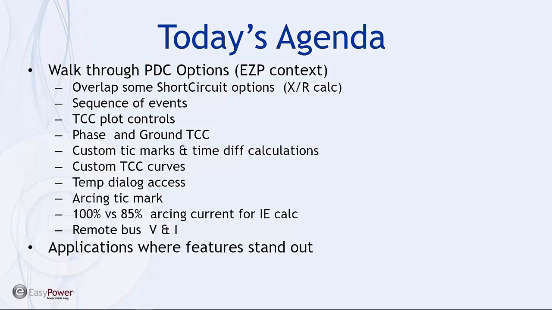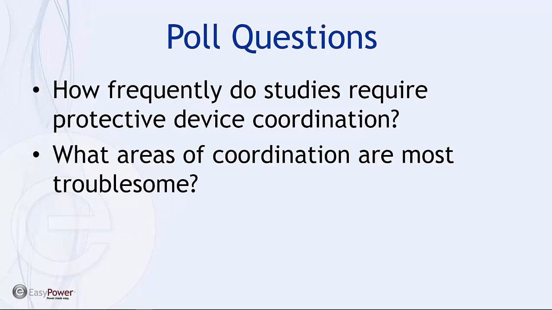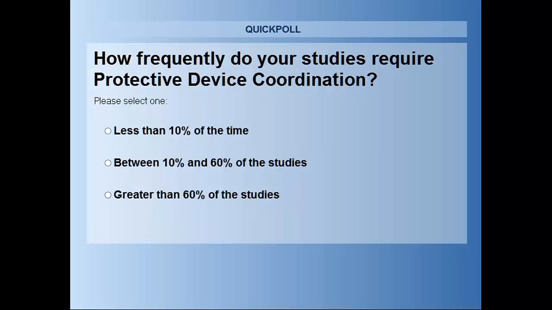So again, welcome all. What I'd like to do is start, as we frequently do, with a poll question. Please help out by participating in the poll, which we're going to start off by asking: how frequently do the studies that you do require protective device coordination? If we can get some feedback from folks, it would be helpful. And again, I appreciate your participation, as much as anything to make sure we're covering the ground that we need to cover in the discussion.